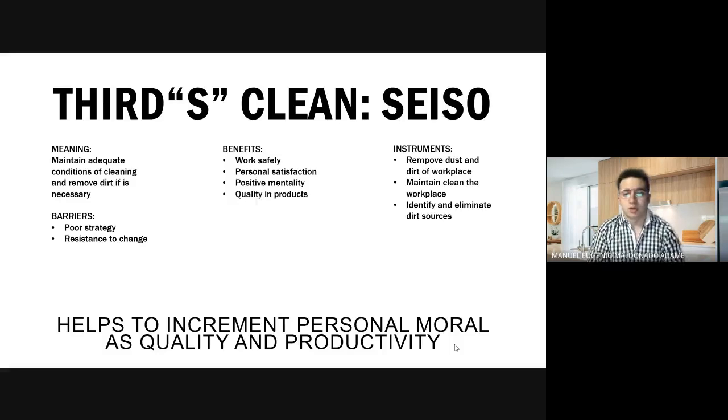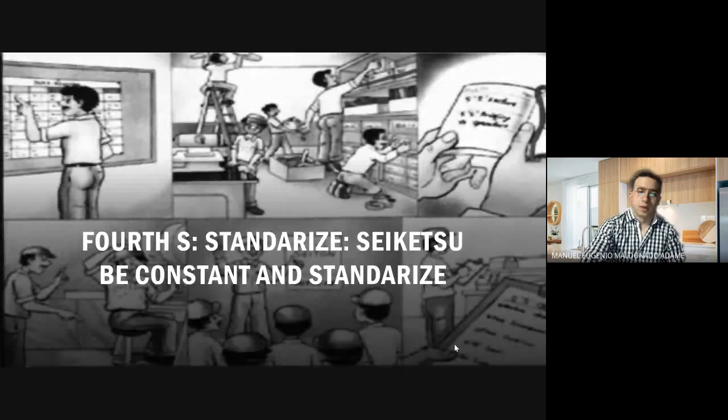The instruments that we're going to use are to remove dust and dirt from the workplace, keep the workplace clean, and identify and eliminate dirt sources. These are going to help us increase personal morale, quality, and productivity. The barriers on this third S implementation are poor strategy and resistance to change.